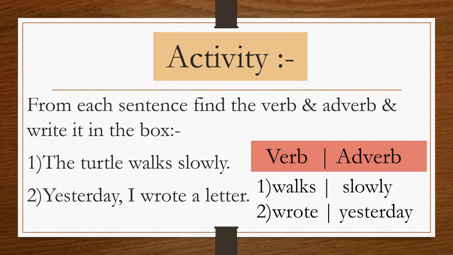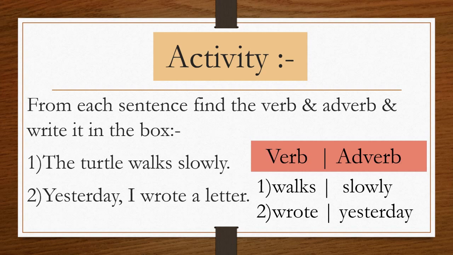Here is the activity. From each sentence, find the verb and adverb and write it in the box. Sentences will be given to you. You have to find the verb and adverb from the sentence and write in the given box. First sentence is, the turtle walks slowly. Here, walks is the verb. So, I have written it in the column of the verb. And how? So, slowly. So, slowly is an adverb. So, I have written it in the column of adverb.